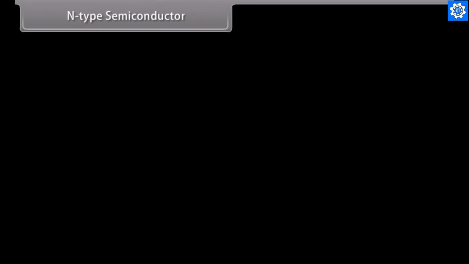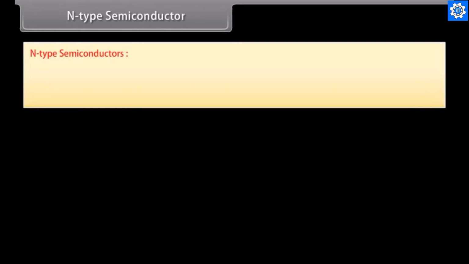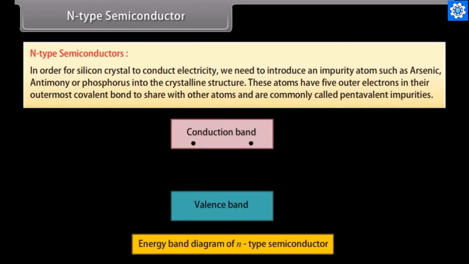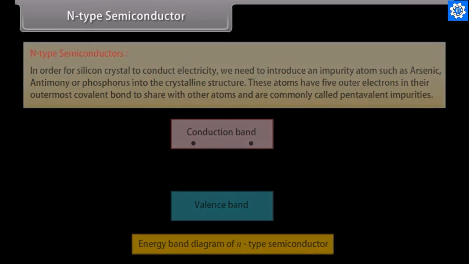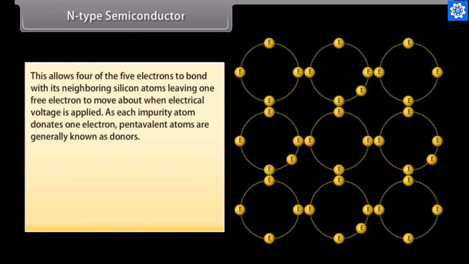N-type semiconductors. In order for a silicon crystal to conduct electricity, we need to introduce an impurity atom such as arsenic, antimony, or phosphorus into the crystalline structure. These atoms have 5 outer electrons in their outermost covalent bond to share with other atoms and are commonly called pentavalent impurities. This allows 4 of the 5 electrons to bond with neighboring silicon atoms, leaving 1 free electron to move about when electrical voltage is applied.